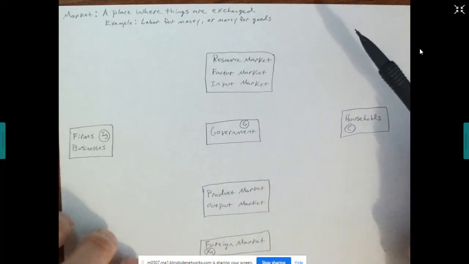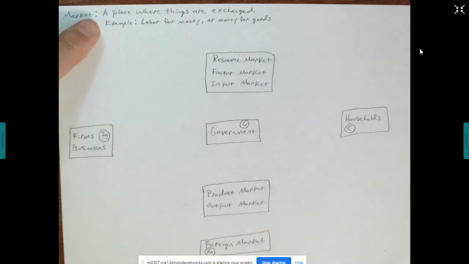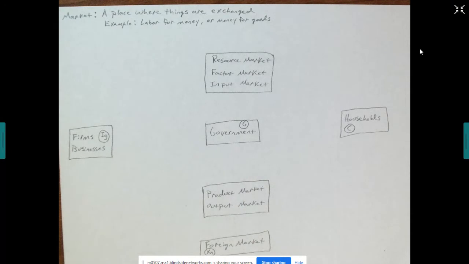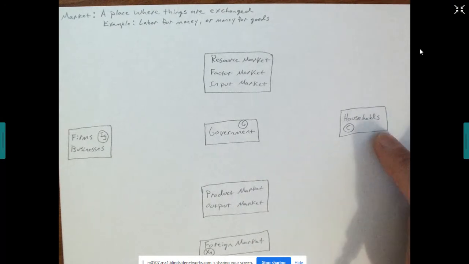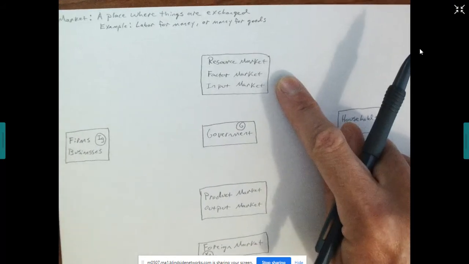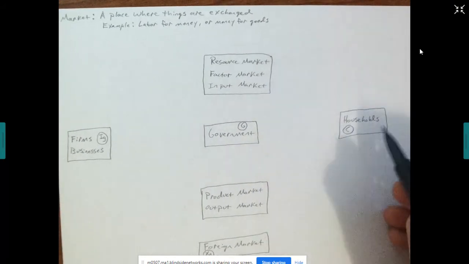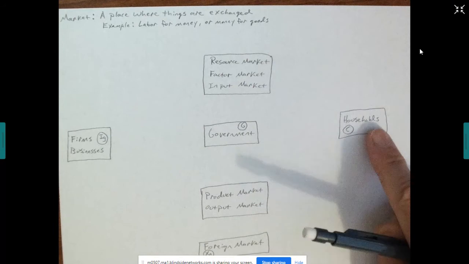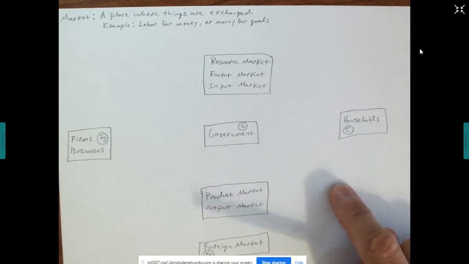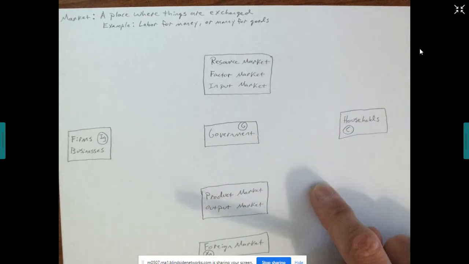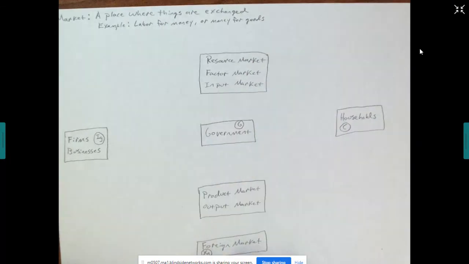We need to understand that a market is simply a place where things are exchanged. For example, we're constantly exchanging our labor for money. Households will be able to supply labor in exchange for money. The households will then take that money and exchange it for goods and services. These exchanges are going to take place throughout the market.